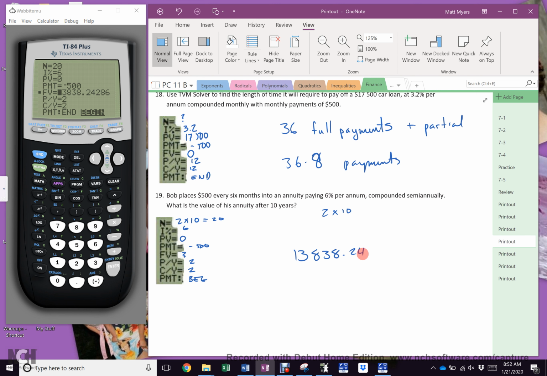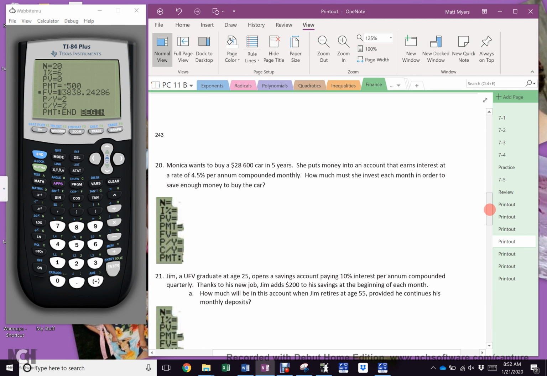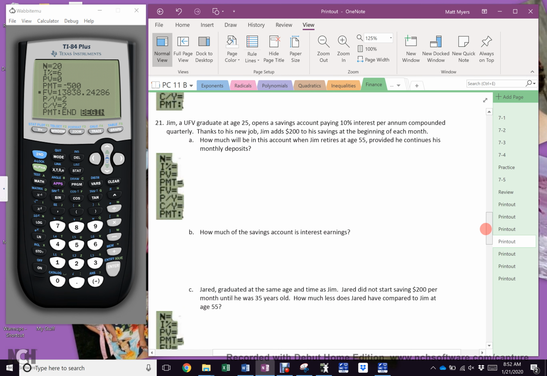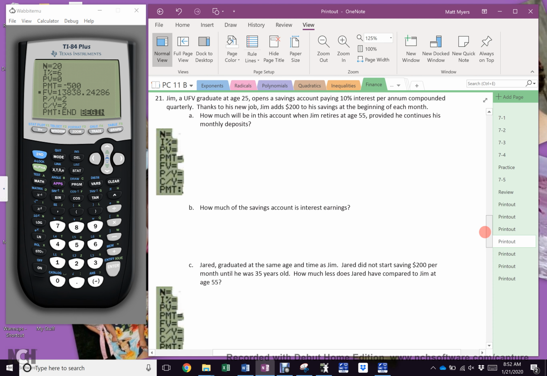Not bad at all. So we're going to skip a few because there is a retirement one in here. You can try number 20 if you want, but we're going to go to number 21.